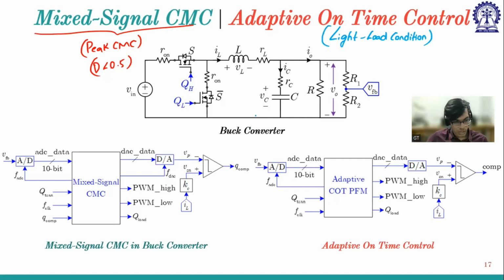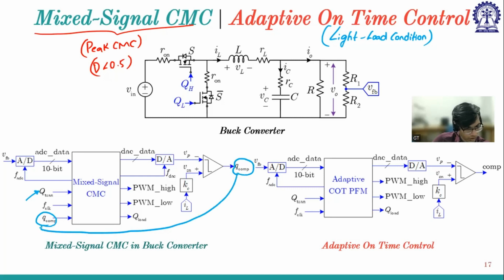So this is a buck converter, the same buck converter that we have seen throughout the course. This is for the mixed signal current mode control in buck converter. So we have ADC data, same thing, transient for reference or load transient, 100 megahertz main clock, and Q comparator coming from the output of the comparator. The output is the DAC data going into the DAC, compared with the inductor current generating the Q pump. Again, we have PWM high, PWM low, and then Q load for the load transient.